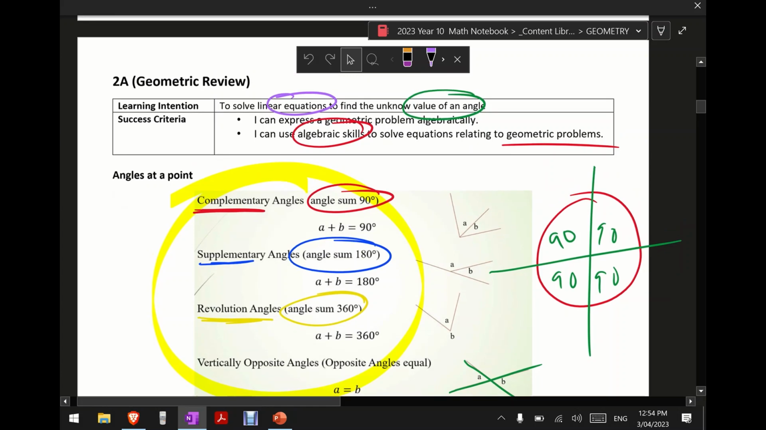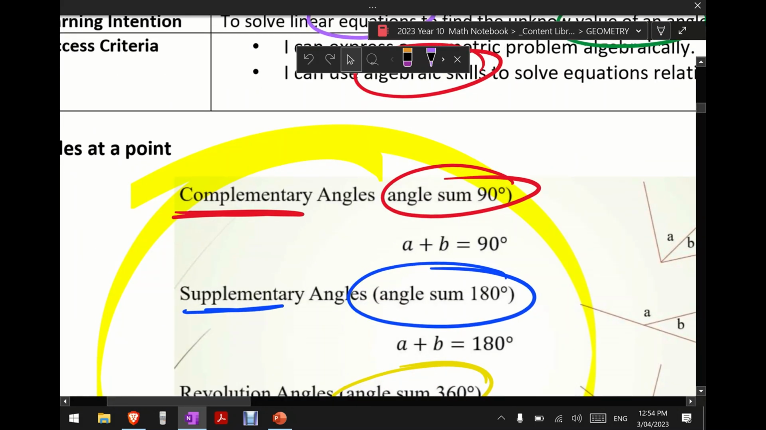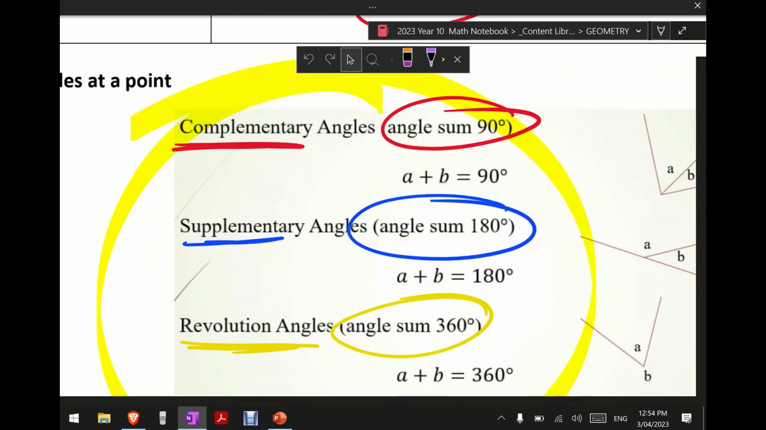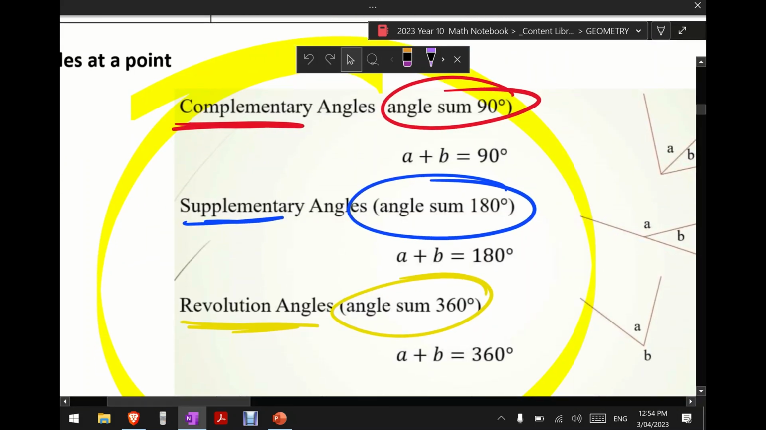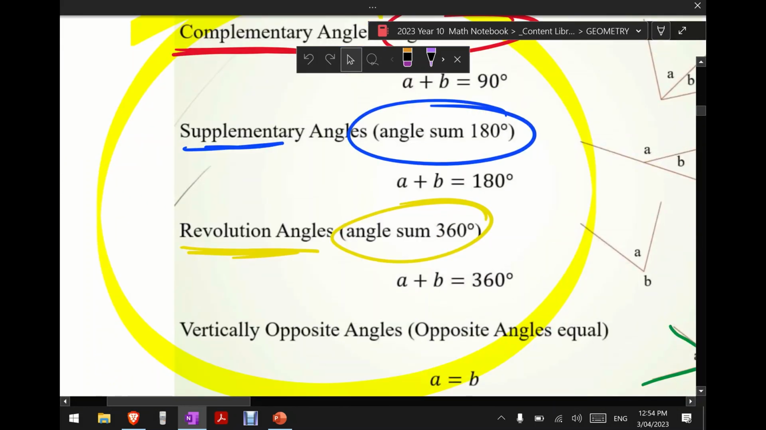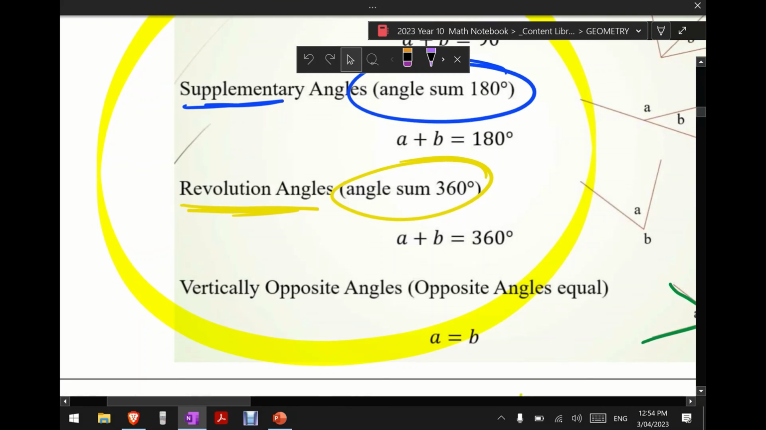Complementary angles, remember, are angles that add up to 90. Whenever you're working with an angle and you have to prove that it's something, if it adds up to 90, we have to say that it's complementary. We have to use evidence to prove this. Supplementary is angles adding up to 180. Revolution is 360, because it's a full turn.